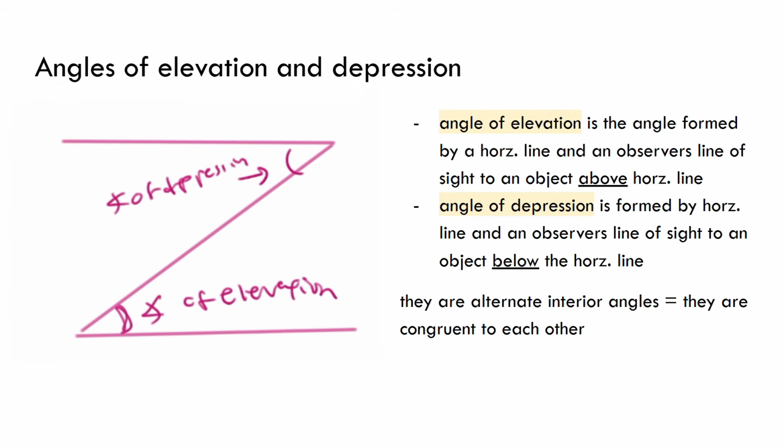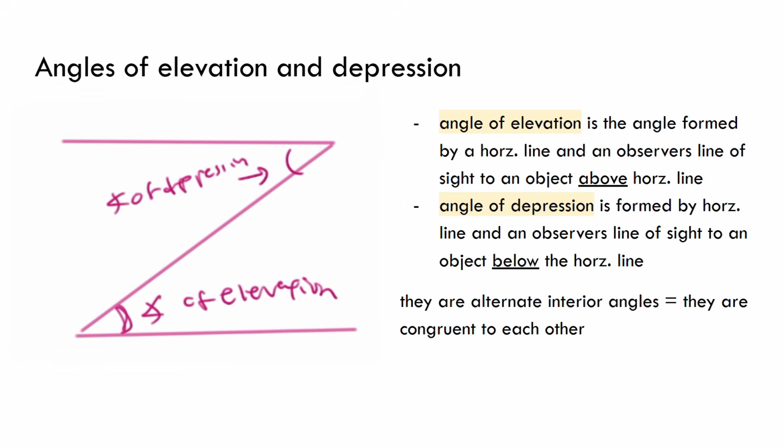So, angles of elevation and depression. The angle of elevation is just the angle formed by a horizontal line and an observer's line of sight to an object above the horizontal line. And then the angle of depression is formed by a horizontal line and an observer's line of sight to an object below the horizontal line. And these two angles are alternate interior angles, which means that they're congruent to each other.